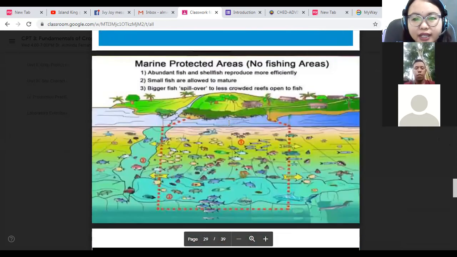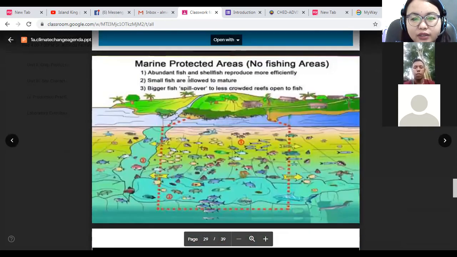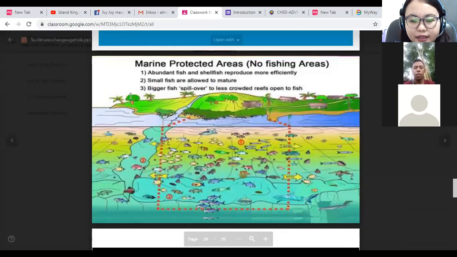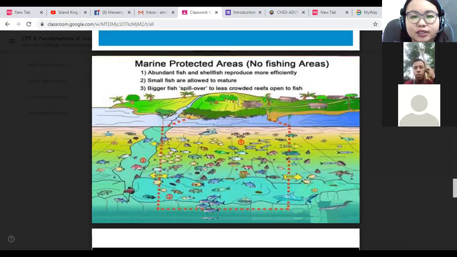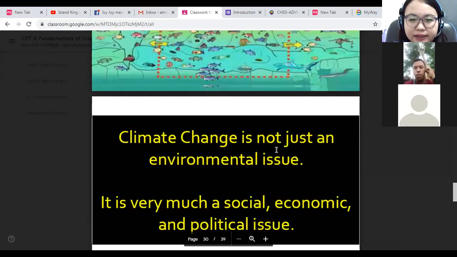In the marine areas naman, we can only protect them by providing abundant fish and shellfish produce. Small fish should be allowed to mature, so there are no-fishing areas. Bigger fish spill over to less crowded reefs open to fishing. That's how we preserve the marine areas.